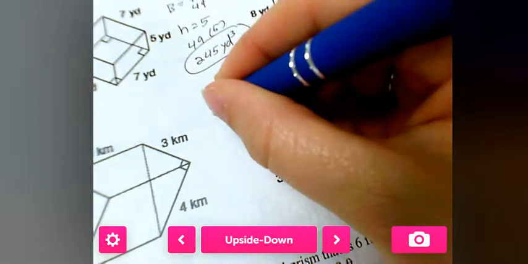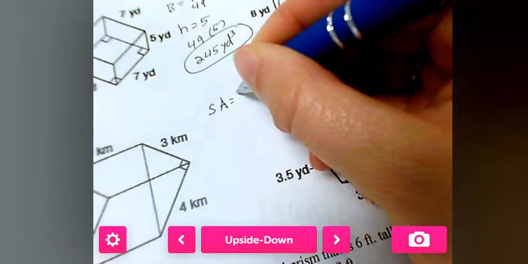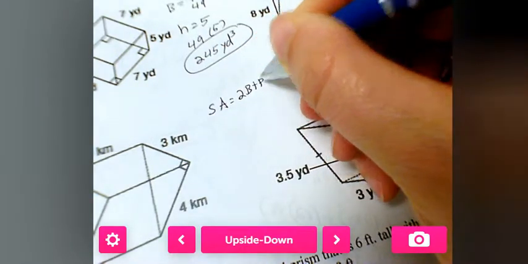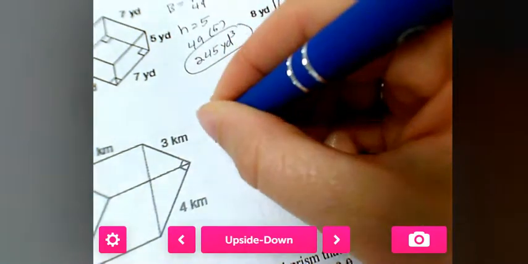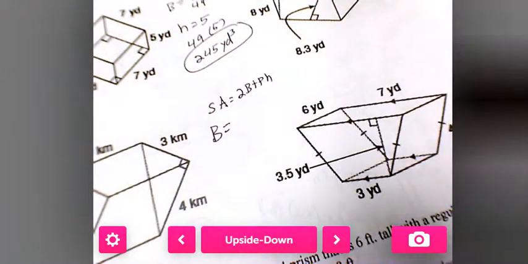So we know surface area equals 2 times the base plus the perimeter times the height. So we have to find the area of the base. What's the base of this trapezoidal prism? Is it going to be a rectangle or is it going to be the trapezoid? It's going to be the trapezoid.